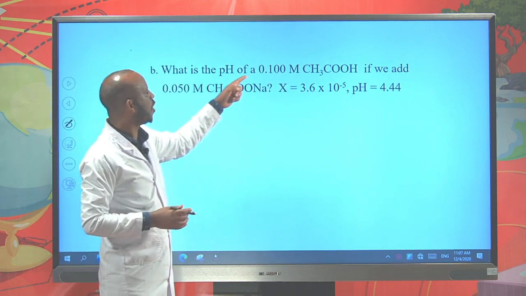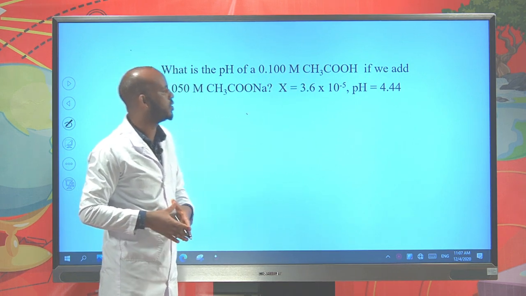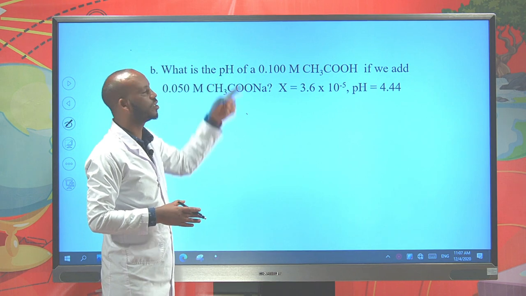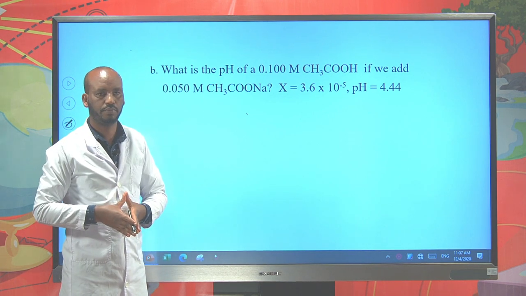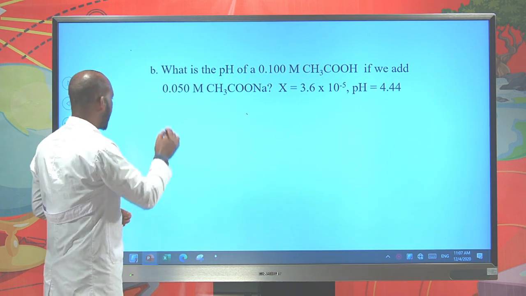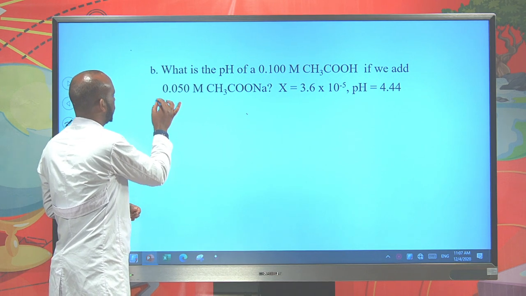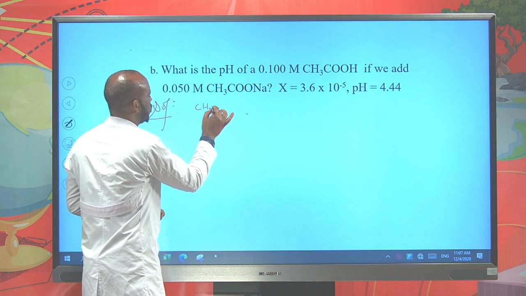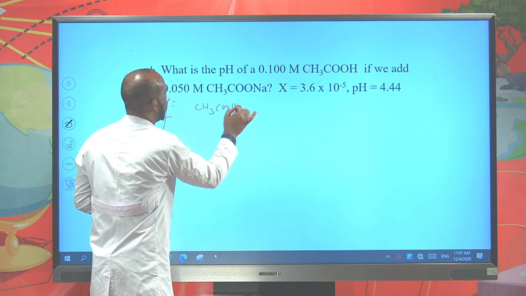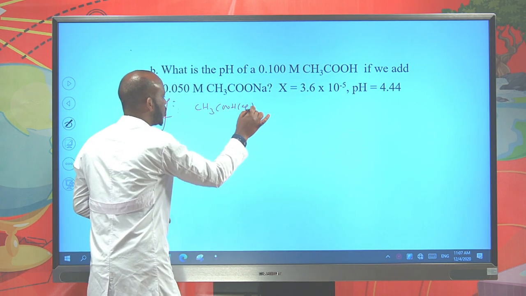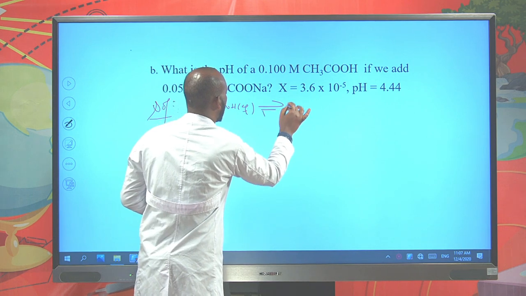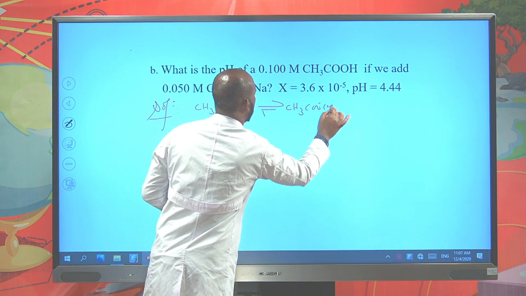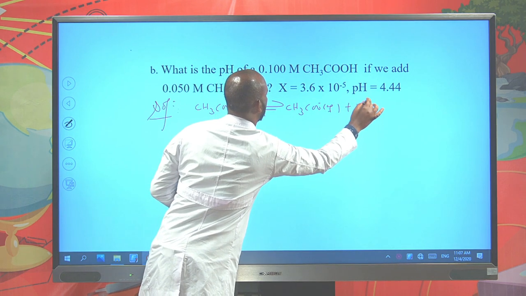What is the pH of a 0.1 molar acetic acid solution if we add 0.05 molar sodium acetate to this solution? Now, acetic acid, CH3COOH aqueous, slightly dissociates into acetate, CH3COO minus aqueous, plus H plus aqueous.